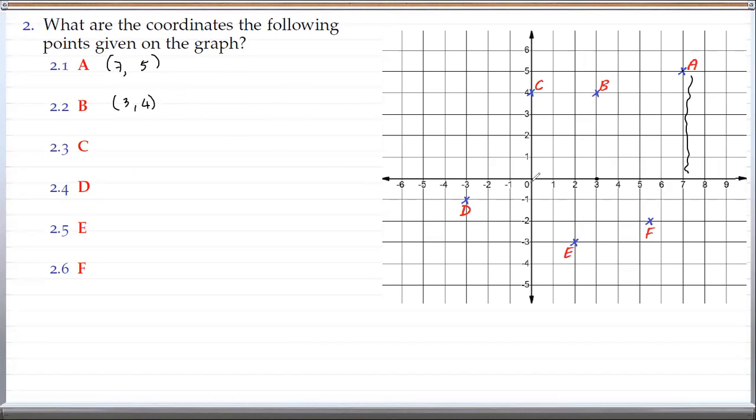For C, we have x-coordinate 0 because the point is right here, that means the distance to the left or right is 0. So the x-coordinate is 0 and the y-coordinate is 4, because we are 4 units above the horizontal axis, above the origin. For D, we have x-coordinate -3 and the y-coordinate is -1. For E, we have x-coordinate 2 and y-coordinate -3.